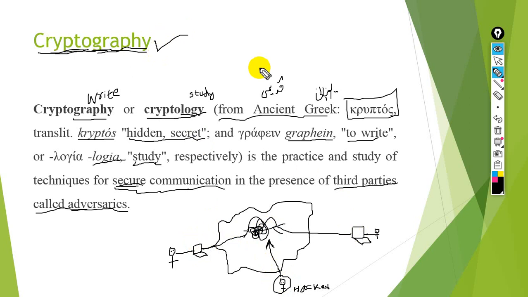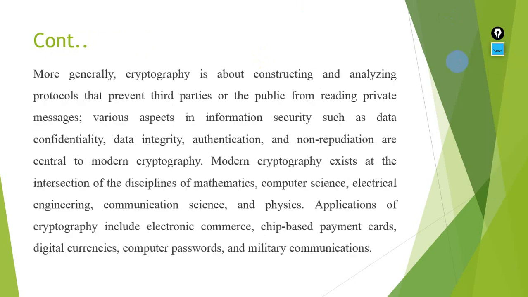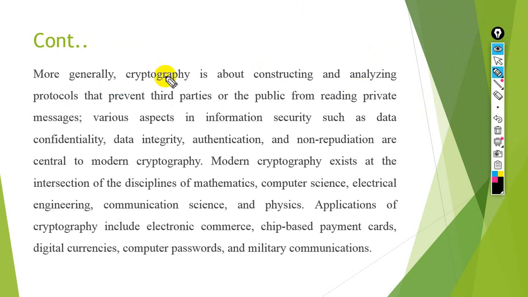So next, what do we have in the next slide? We have some more detail about cryptography. More generally, cryptography is about constructing and analyzing protocols that prevent third parties or the public from reading private messages. It means that we will use different protocols, and we will analyze different protocols.